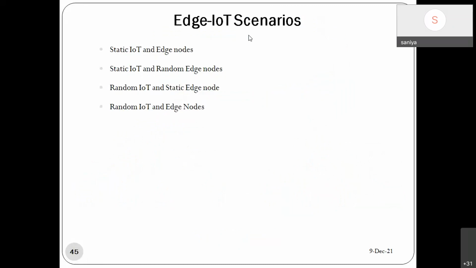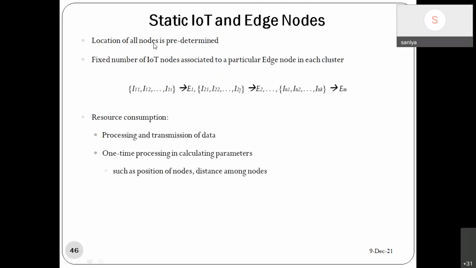Now there are various edge IoT scenarios that we have. We have static IoT and static edge nodes, static IoT and random edge nodes, random IoT and static edge nodes, and random IoT and random edge nodes. The only thing you have to keep track of is that whenever I talk about static, that means the location is static. Whenever I talk about random, that means at different intervals of time you can change the location of that node. So there can be different scenarios.